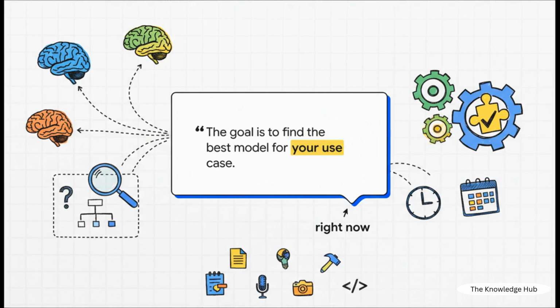And this right here, this is the golden rule. Seriously, if you remember just one thing from all this, make it this. Stop asking what's the single best AI model out there. That question's a trap. It'll lead you nowhere. The only question that actually matters is this one. What's the best model for my specific use case right now? It's all about you and what you need.